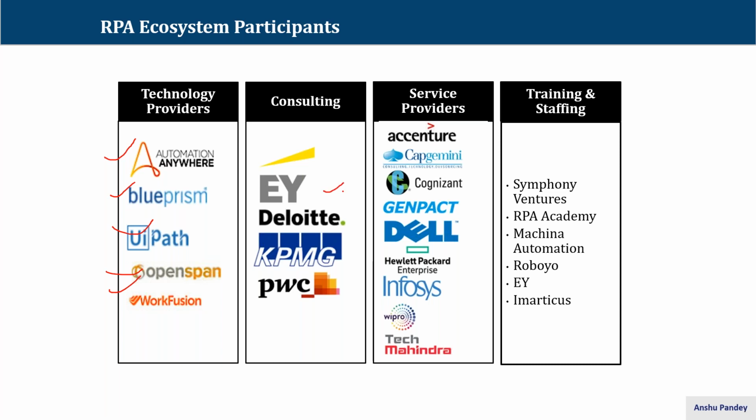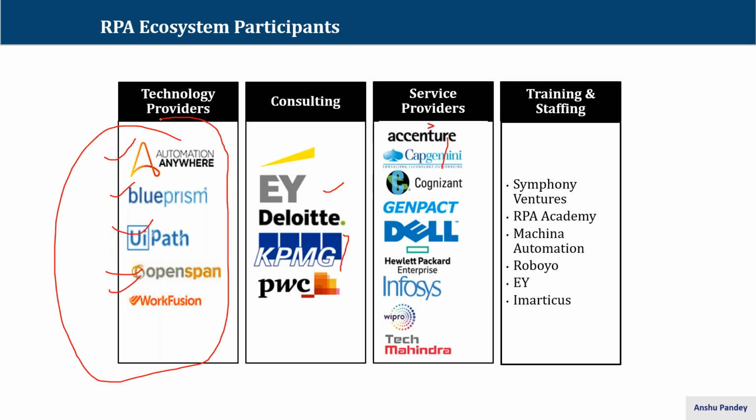Consulting companies like Ernst & Young, Deloitte, KPMG, and PwC identify the situations where an organization can use an RPA bot. And service providers like Accenture, Capgemini, Cognizant, Genpact, Dell, Hewlett Packard, Infosys, Wipro, and Tech Mahindra use this software to create bots for non-IT clients.